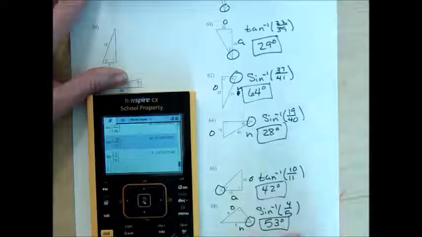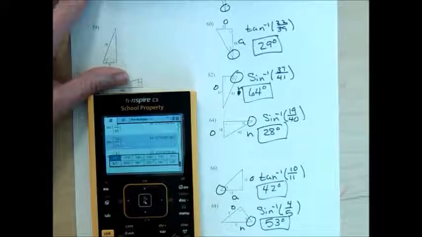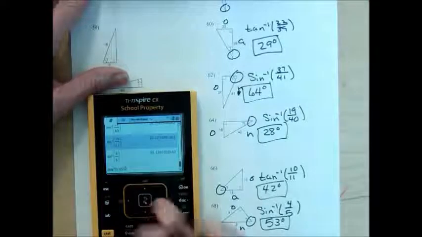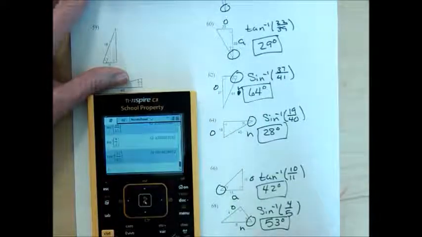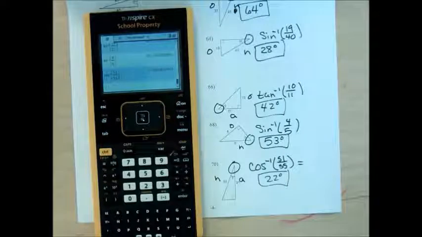Adjacent and hypotenuse. Adjacent and hypotenuse are cosine inverse. 51 over 55. I forgot to do the cosine inverse. I was just going to put it in the fraction. 22 degrees. Sorry, you didn't see that one, did you? There it is.